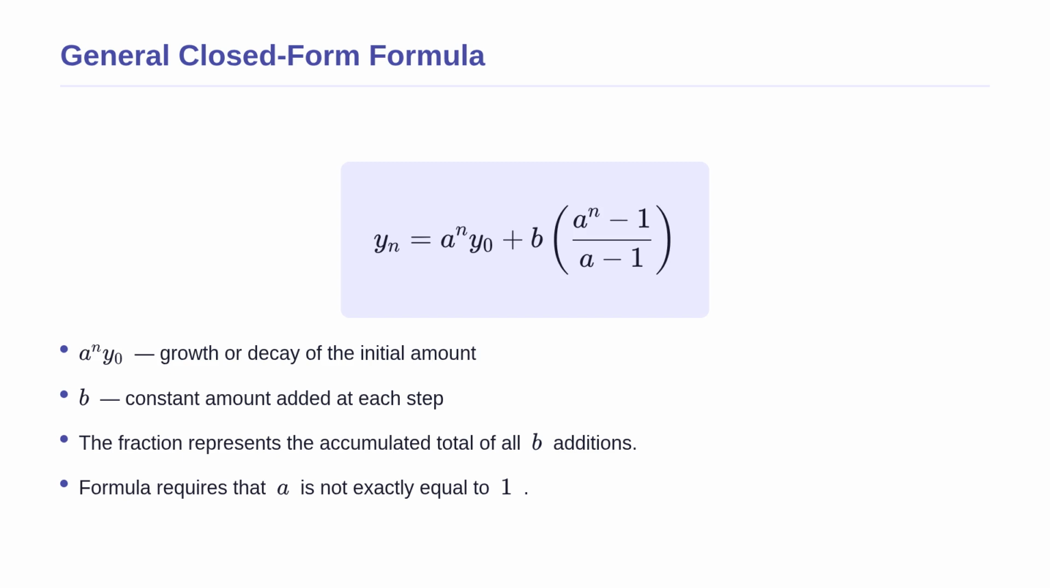Because the repeated additions of b grow with interest over time, they form a geometric series, which collapses into the neat fraction you see here. So b is your constant addition, and the fraction calculates its accumulated future value. Note that if a is exactly 1, we cannot use this formula because we would divide by 0.